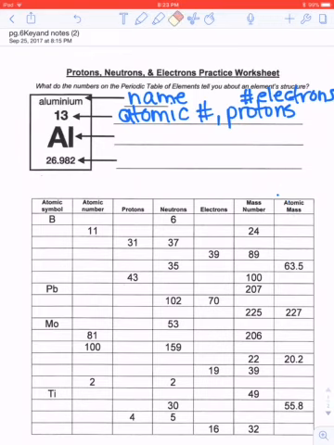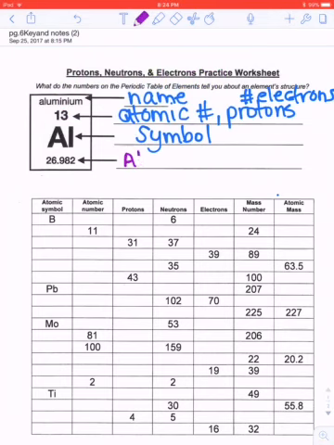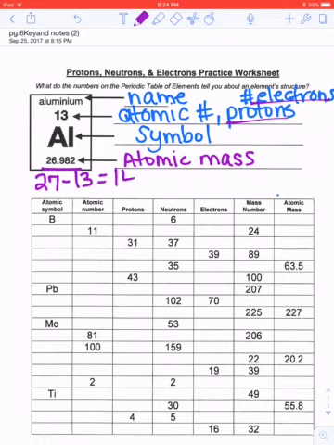The Al is the symbol. So what you will be doing eventually is memorizing some symbols and names, because those are the ones that we use a lot of the time. The 26.982, that's the atomic mass. Okay, so using the atomic number, that will give us protons and electrons, because it's the same. 13, 13. So to figure out neutrons, what we have to do is round this to the nearest whole number, which is 27. And then we subtract the number of protons, and that gives us 14 neutrons. So there is an example for you.